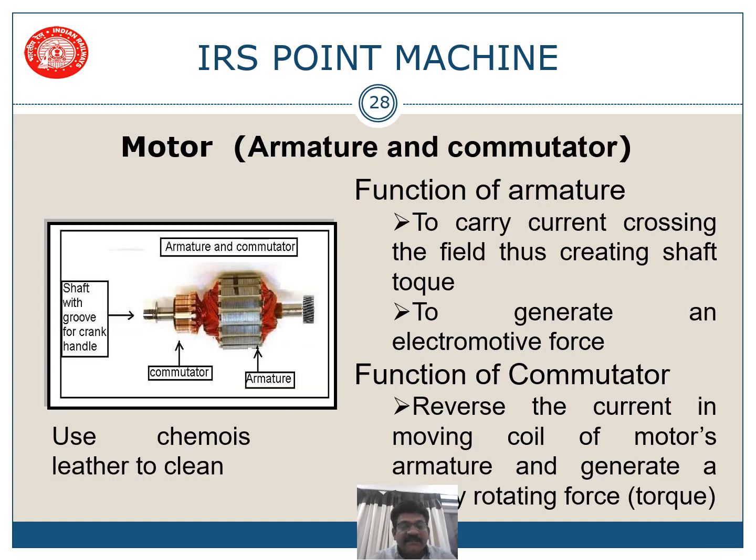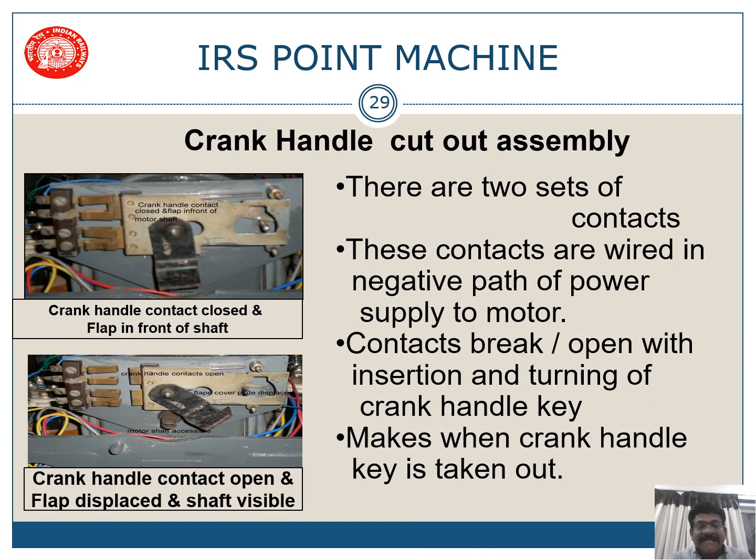In the motor you have the commutator and armature. This commutator is visible, and you have to clean this commutator regularly using chamois leather. There is nothing that you can do with the armature. It is only an internal part of the point motor. This is your crank handle cutout assembly.